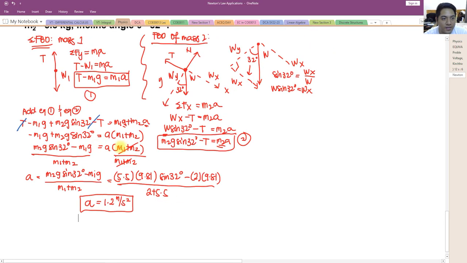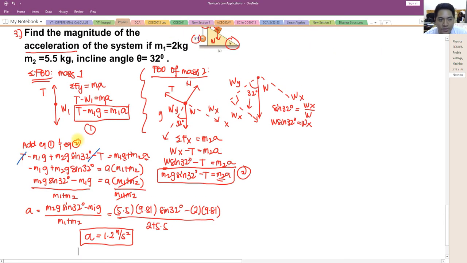All right. So we use the system of equations wherein we just add equation 1 and equation 2 to eliminate the tension. We need not solve the tension anymore. And we find the acceleration of the system. Okay? That is for number 3.